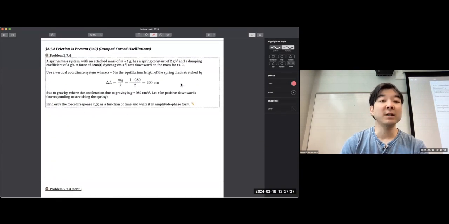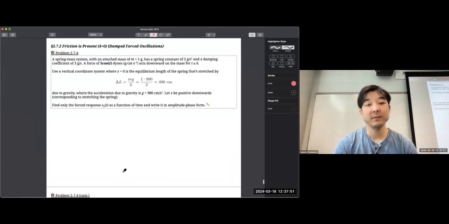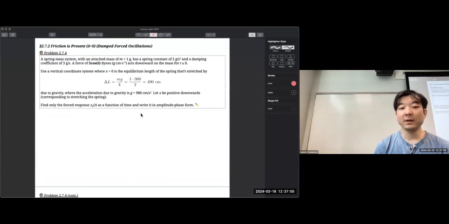So that's without friction, but what if we introduce friction? Then you're obviously going to have some other term. This is going to introduce a delta term if you introduce friction.